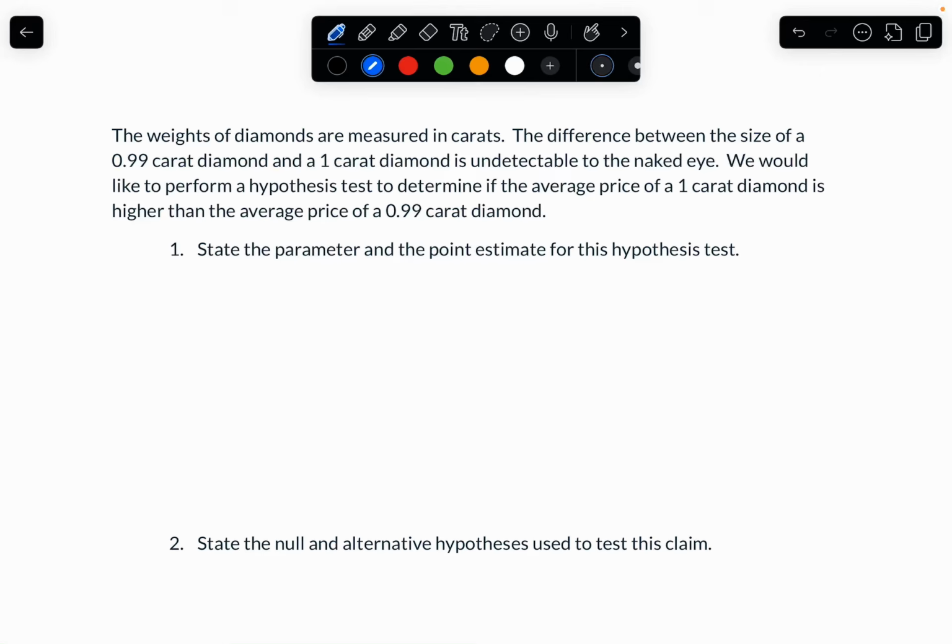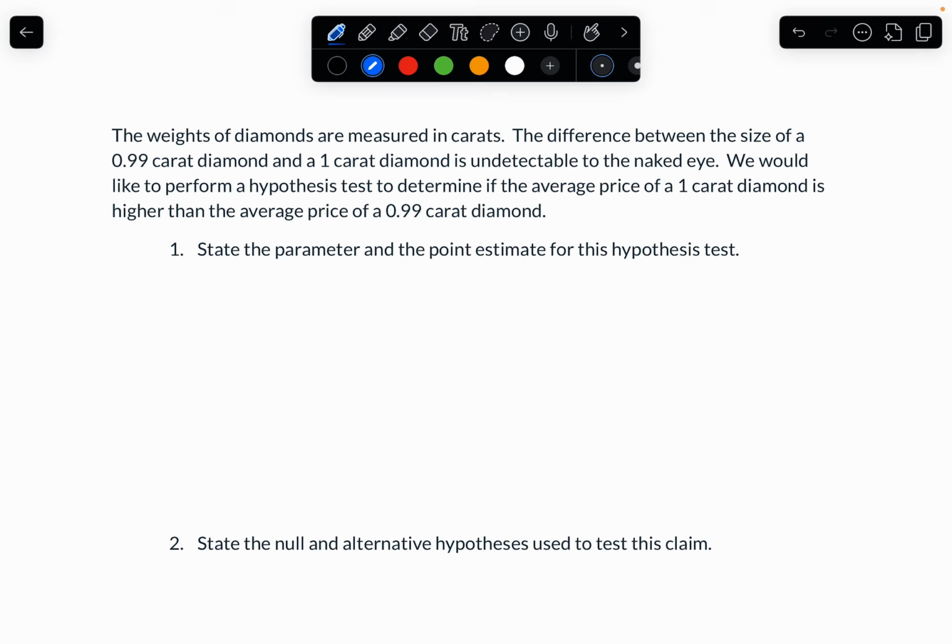In this last section, we're going to take a look at hypothesis testing problems involving independent sampling and specifically what makes that different than working with paired sampling like we saw in section 7.2. So looking at our example, we've got the weights of diamonds are measured in carats.